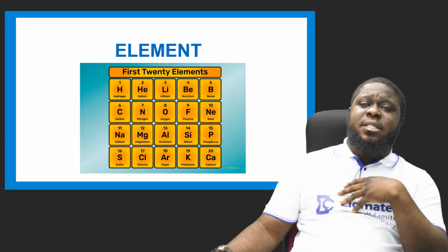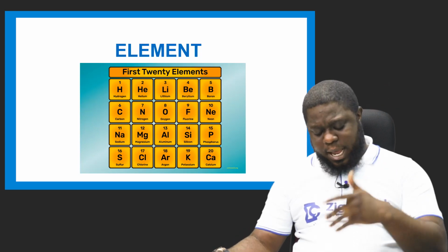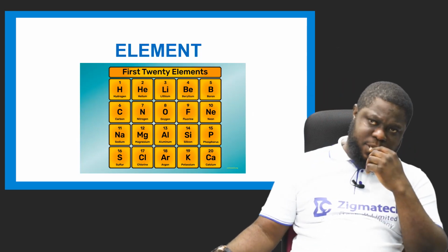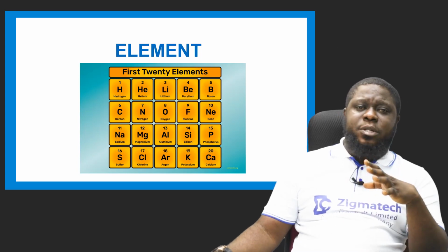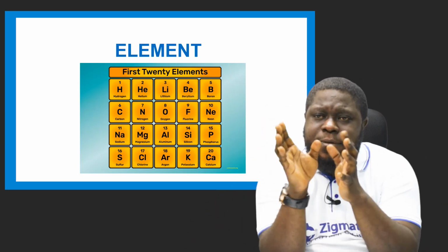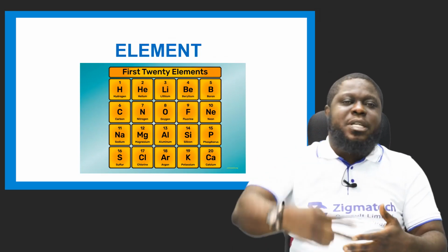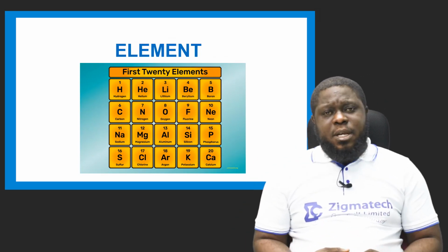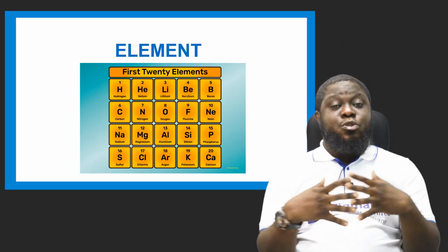Now, what is an element? Let's see what an element is. But before we see what an element is, we must talk about something. There are some elements in this first 20 elements that can exist in 2 physical states at the same time.